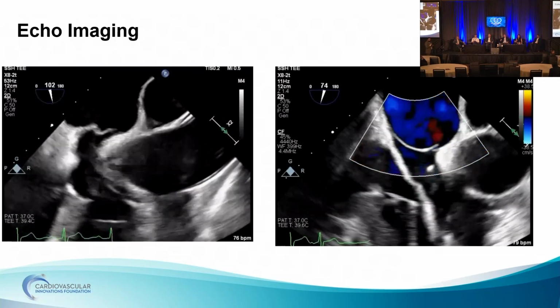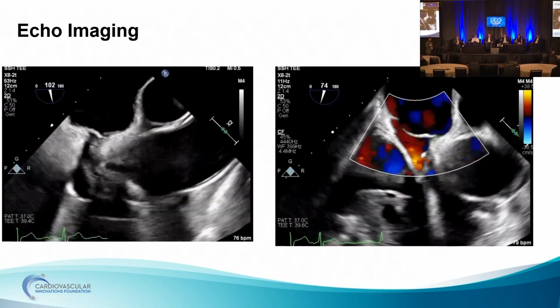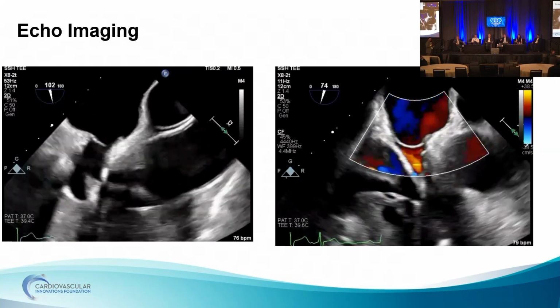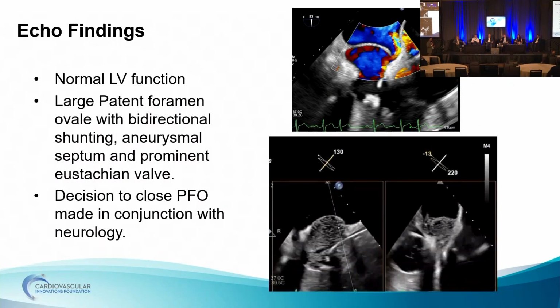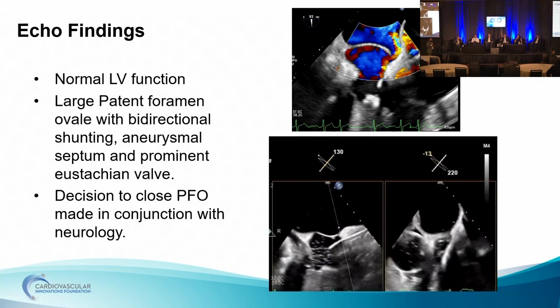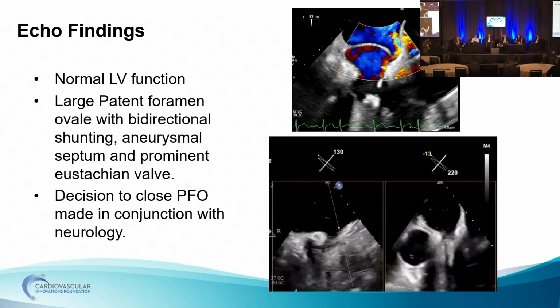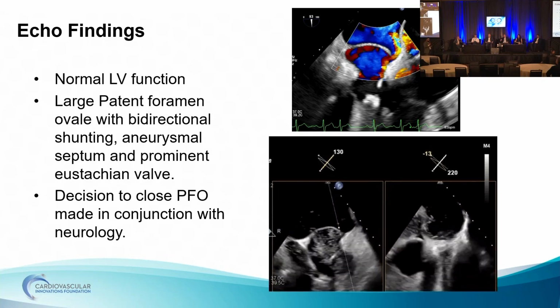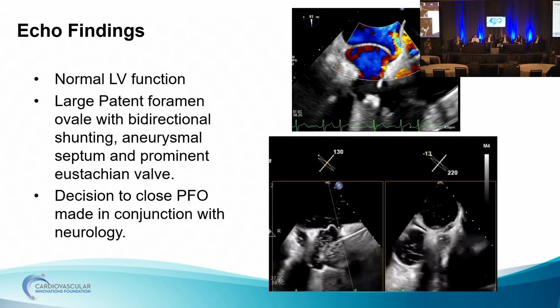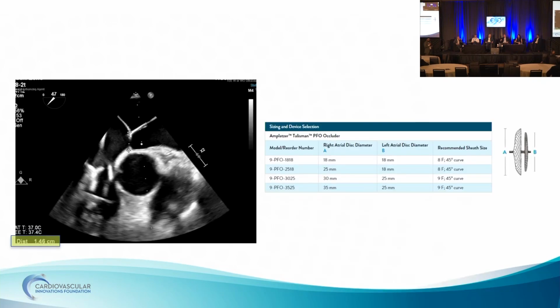You can see here a pretty large PFO with shunting here with an aneurysmal septum on the TEE. He had normal LV function, bidirectional shunting, and then you can see there the bubbles crossing. So I think it was a pretty easy decision to close the PFO based on the fact that he had a recent stroke without an etiology. And so we thought it would be fairly straightforward. Used an Amplatzer Talisman device, figured the size would be double that size, so 1.5 centimeters. We'd probably go for a 30 millimeter PFO occluder here.